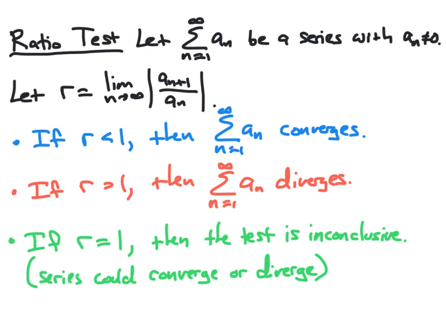It is worth noting that these first two conditions, when r is less than 1 and r is greater than 1, are exactly the same as they are for the geometric series. When the ratio of a geometric series is less than 1, then the series will converge, and when the ratio of a geometric series is greater than 1, the geometric series will diverge.